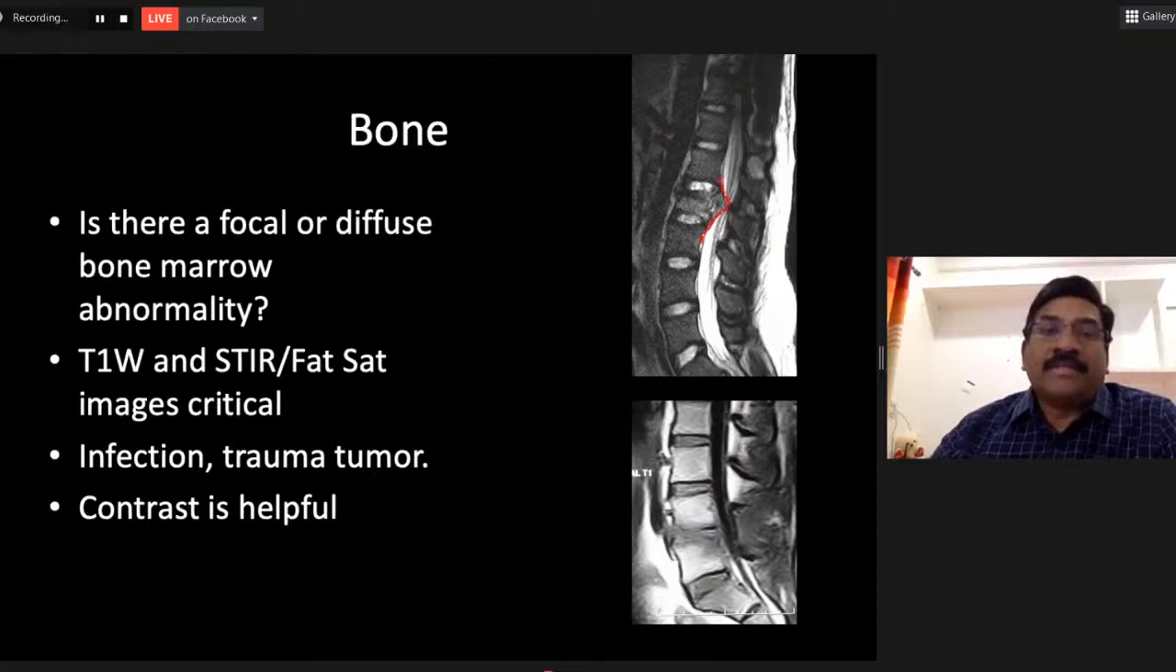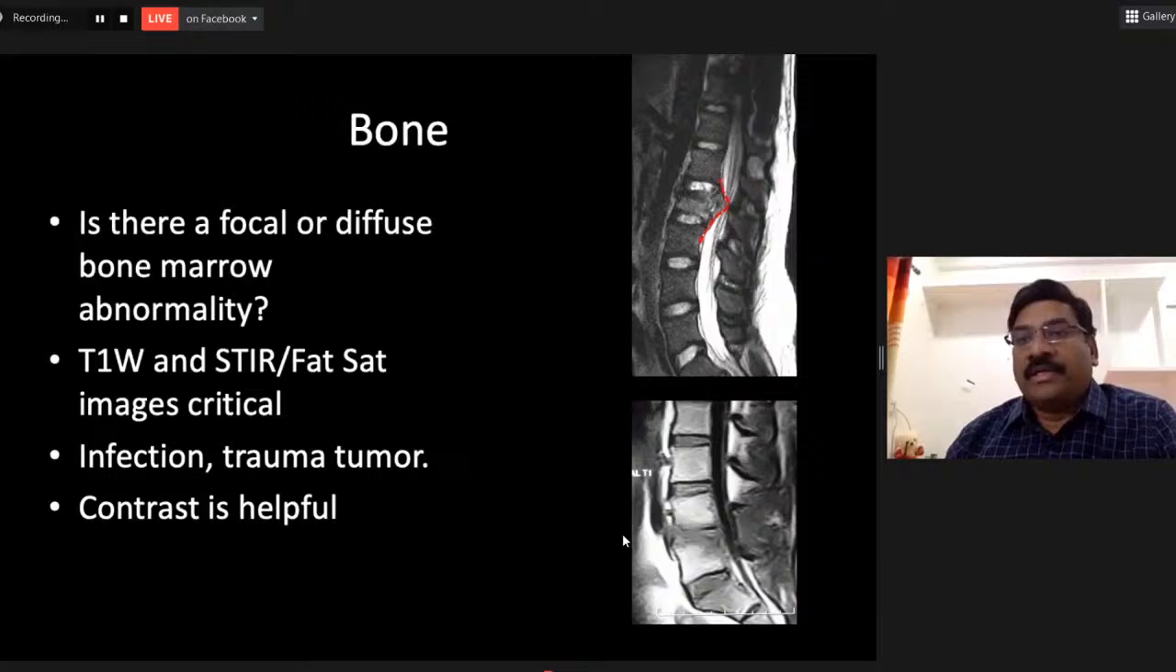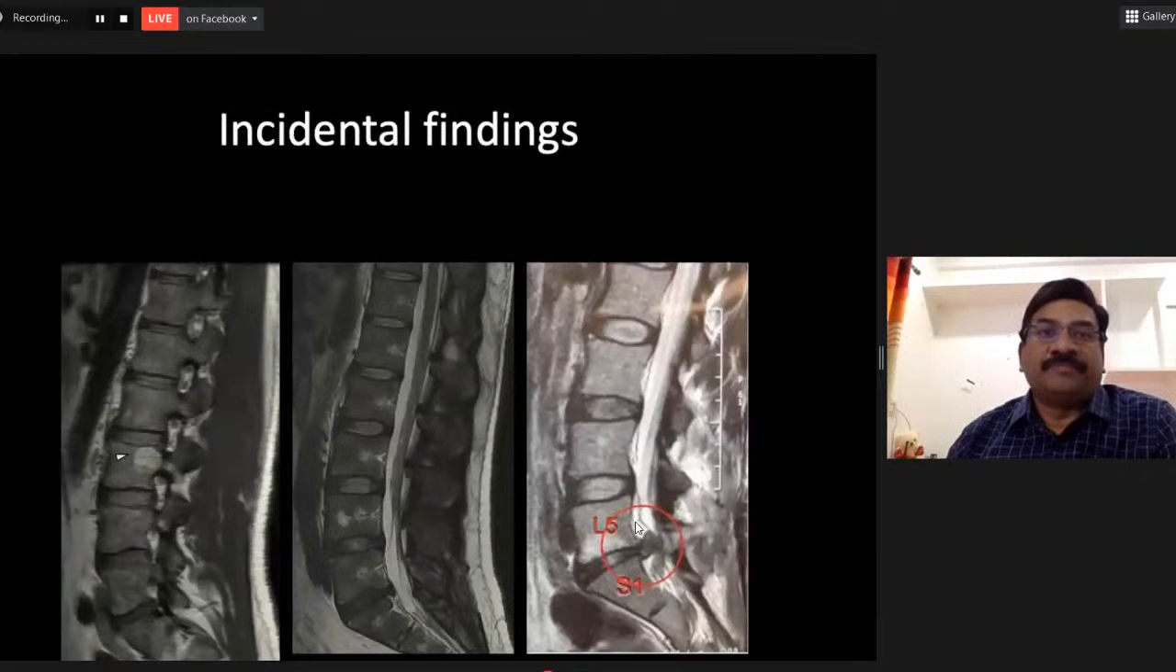You may need STIR images or fat suppression images to identify recent fractures. Sometimes infections and tumors, trauma can be picked up; vertebral body trauma can be picked up very easily. The contrast will a lot of times be helpful in vertebral body lesions as well. You can also see a few incidental findings in the marrow in the vertebral body.